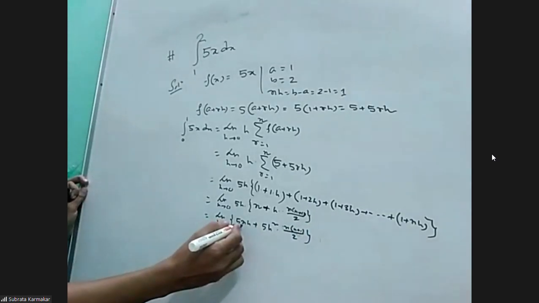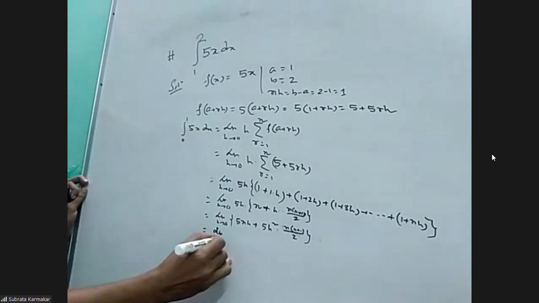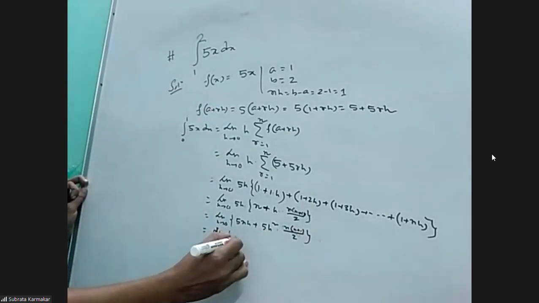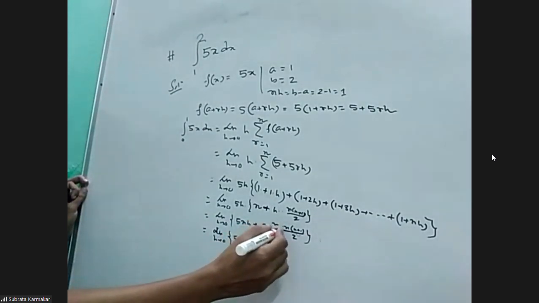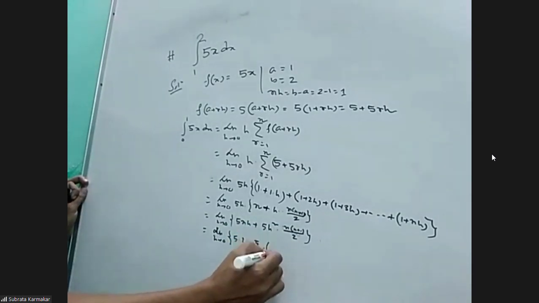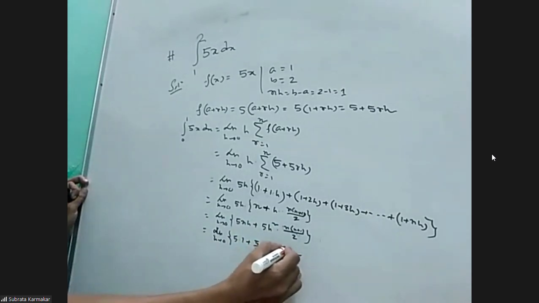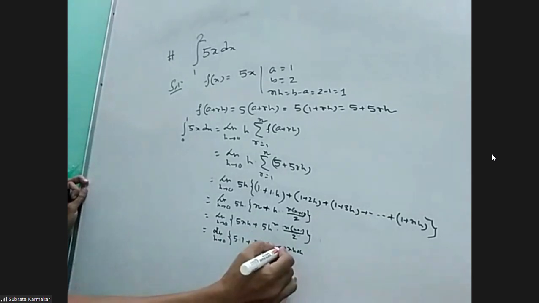Now nh, as you know, you got 1. Limit h tends to 0, 5 into 1 plus 5 by 2. This 2 I have taken, and h square into n plus 1. So that part we can write as nh plus h, nh plus h.